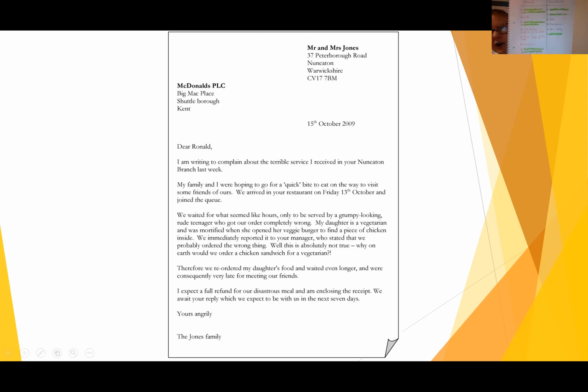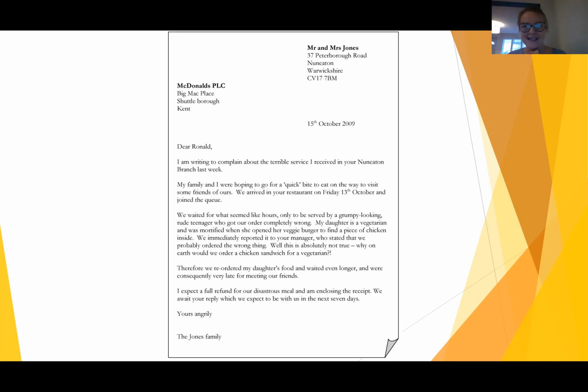Another thing on our list that we wrote that was different was the way a letter finishes. An informal letter says love or from, and a formal letter has yours sincerely or yours faithfully. It uses the word yours. So let's have a look at the end of this one. Oh yes, we can see, look here, the letter ends in yours. So what are we thinking? Formal or informal?